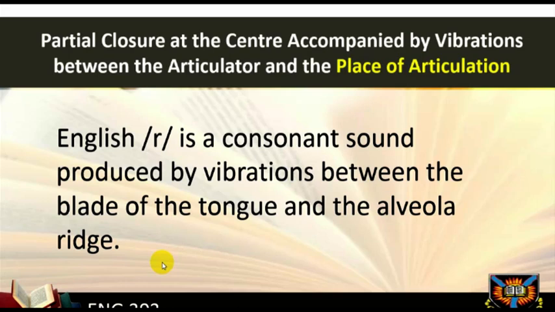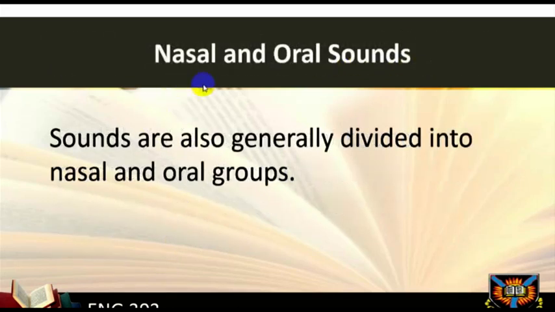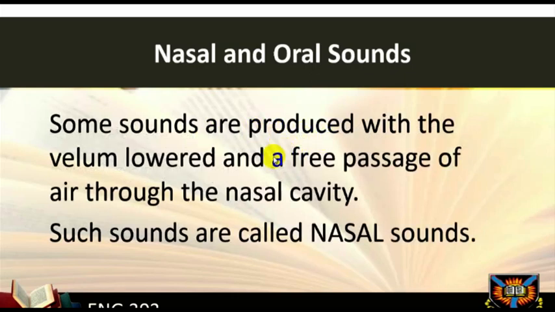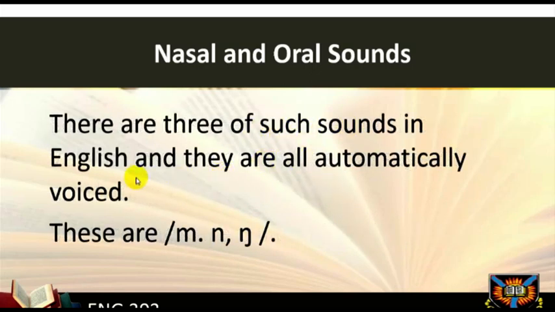Nasal and oral sounds. Sounds are also generally divided into nasal and oral groups. Some sounds are produced with the velum lowered and a free passage of air through the nasal cavity. Such sounds are called nasal sounds. There are 3 of such sounds in English, and they are all automatically voiced. These are M, N, ng.